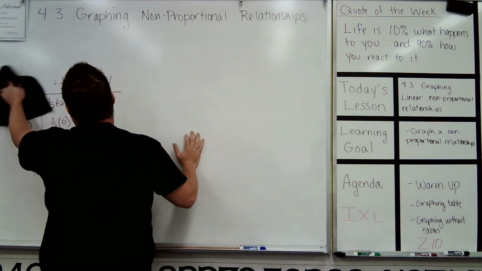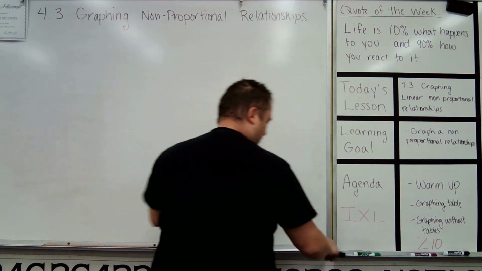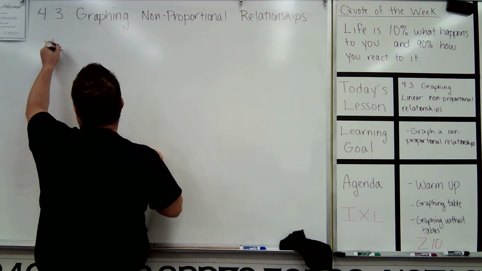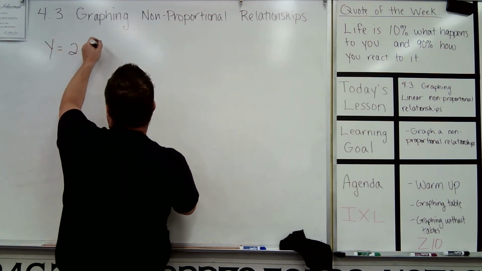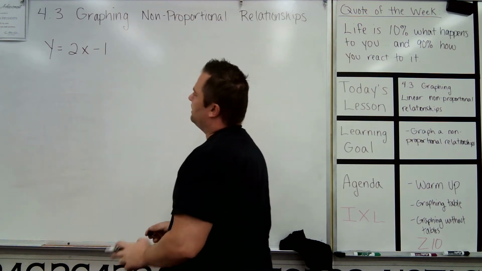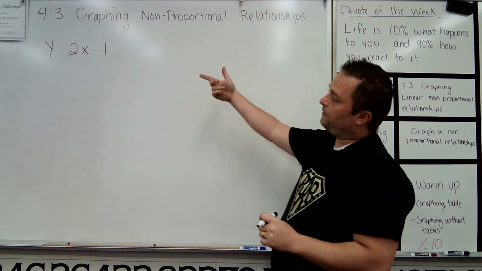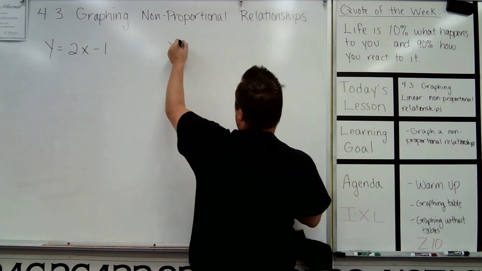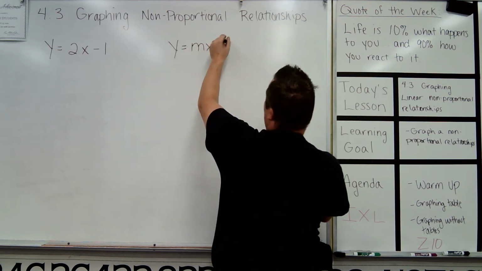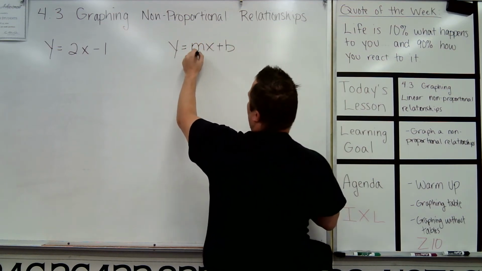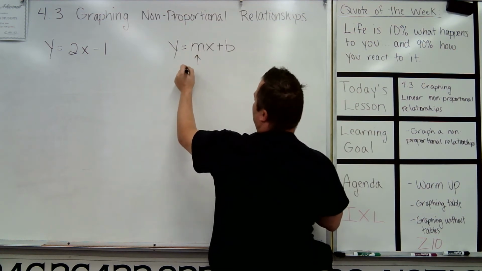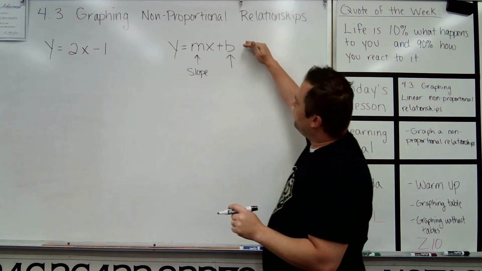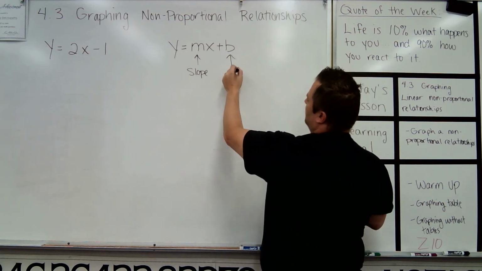And let's go back to our original example, where we had y is equal to 2x minus 1. This was the first example we did in this video. And then we're going to think about y equals mx plus b, where the m, which was closest to our x, was the slope. And the number next to the b, the number that was all by itself, was the b, that was our y-intercept.